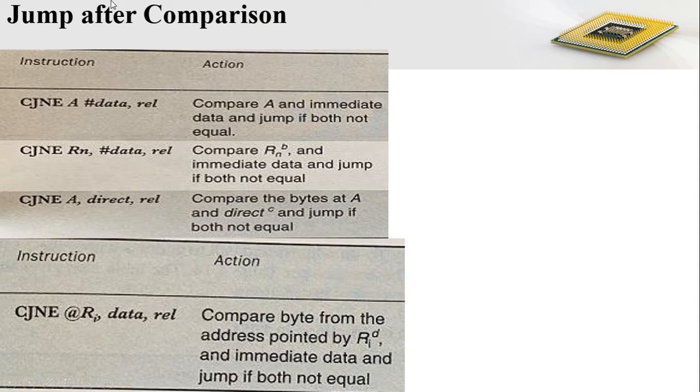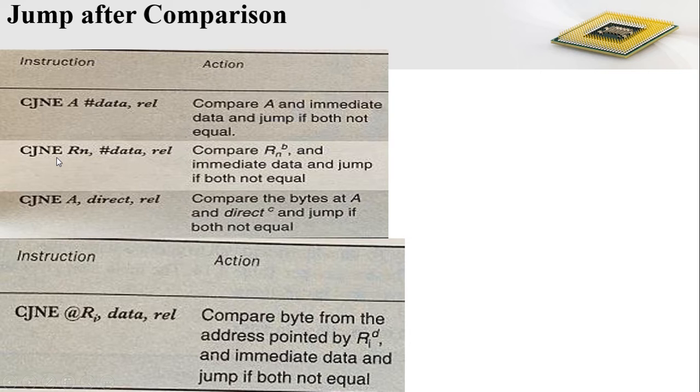Okay, so next, jump after comparison. CJNE A comma immediate data comma relative address means compare the content of the accumulator with the immediate data and jump if they are not equal. Whatever values we need to compare, the content of the accumulator is compared with a given immediate data. If they are not equal, then perform a jump to the given relative location.